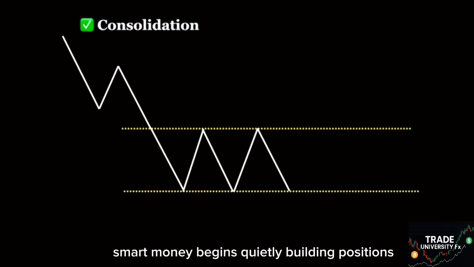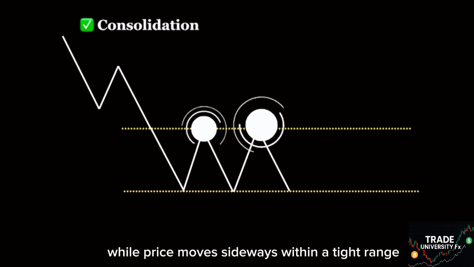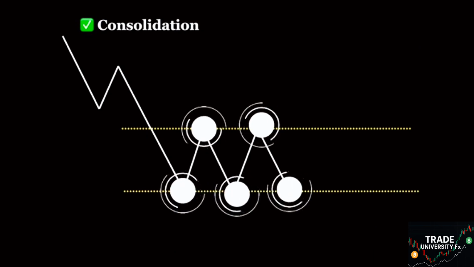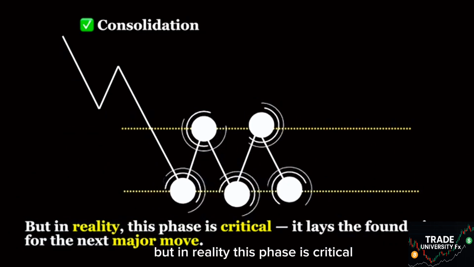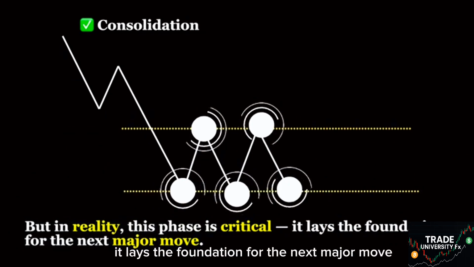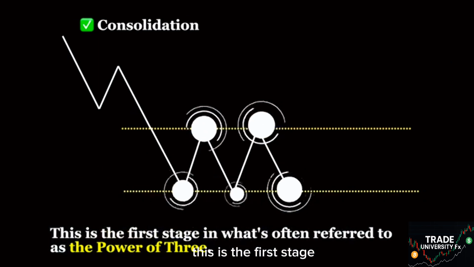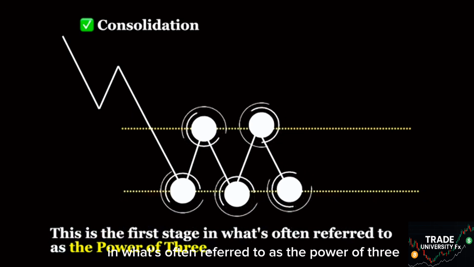During the consolidation phase, smart money begins quietly building positions while price moves sideways within a tight range. To the average trader, the market looks indecisive or stagnant, but in reality this phase is critical. It lays the foundation for the next major move. This is the first stage in what's often referred to as the power of 3.